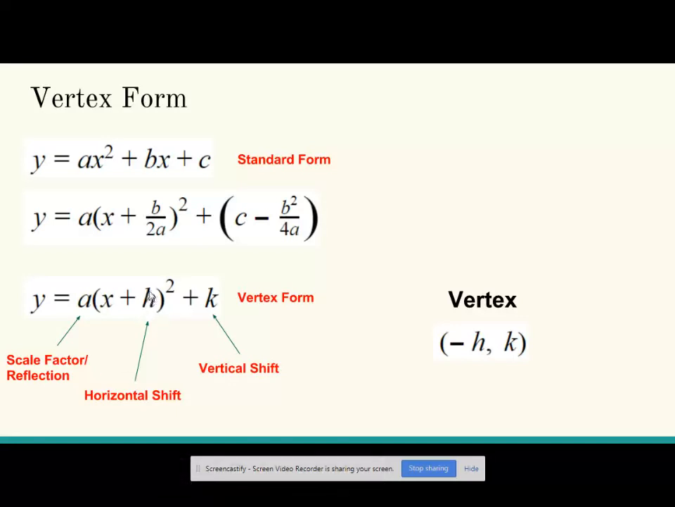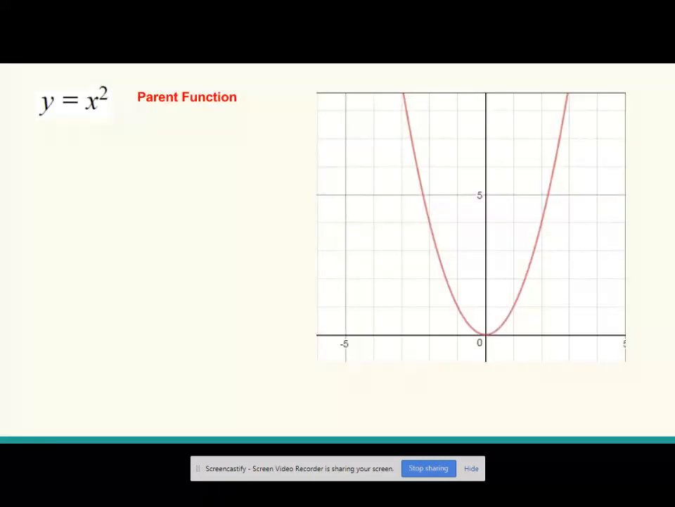I'm going to concentrate right now on the horizontal and the vertical shift. So let's look at some examples, and I'll show you how this plays out. We have our most basic parabola, y equals x squared, and it looks like this. The vertex is at 0, 0. 1 squared is 1, 2 squared is 4, 3 squared is 9. So this is what's called the parent function. This is the most basic parabola you could have. All the other parabolas are some variation on this parent function.